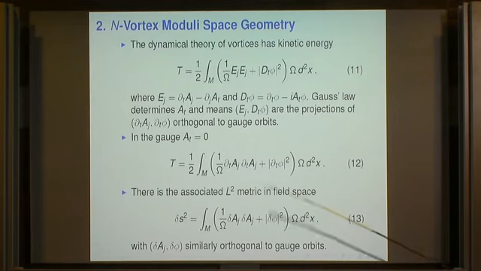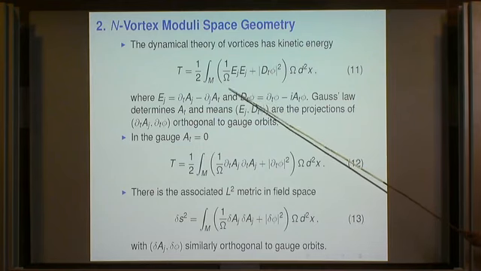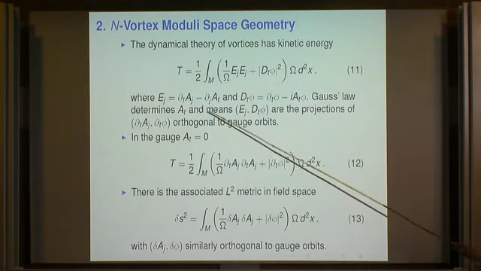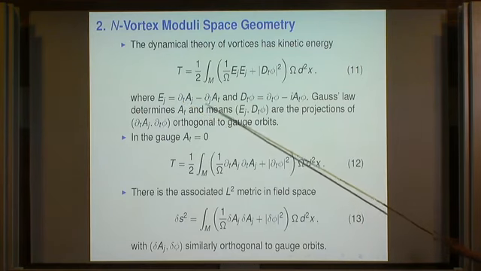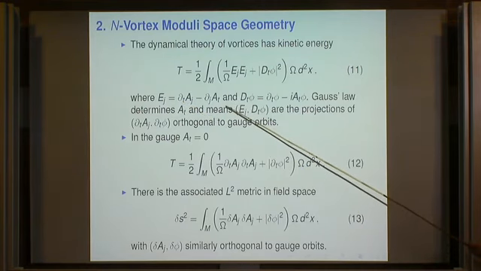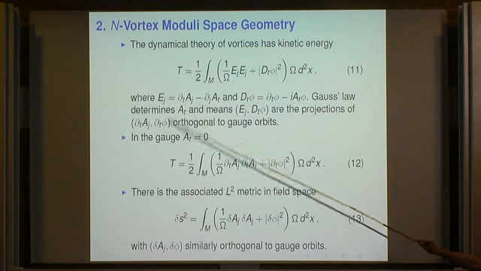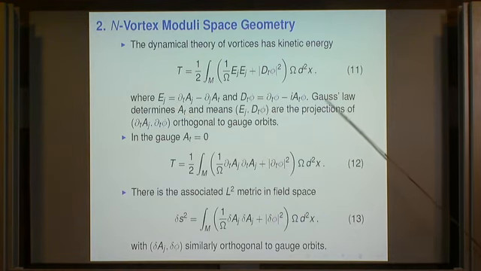dynamics, its metric? So there's a dynamical theory of vortices, and you start physically with a kinetic energy, which involves the electric field squared and the time derivative of the scalar field squared. So E is the time derivative of the gauge potential with a correction term involving A t, and d t phi is the time derivative of phi with, again, a correction term. So this is gauge invariant, and there's an equation I've written down, which is Gauss's law, which involves the divergence of E and some additional terms.